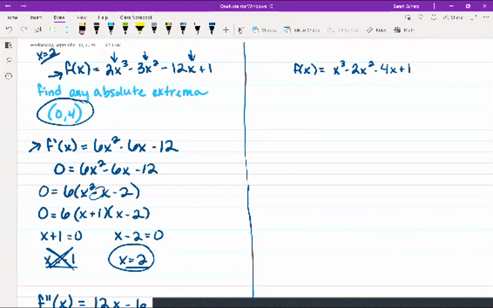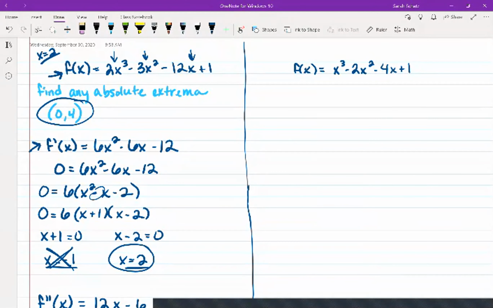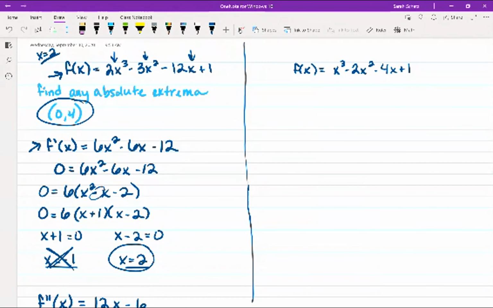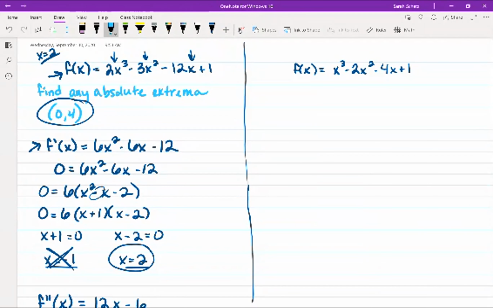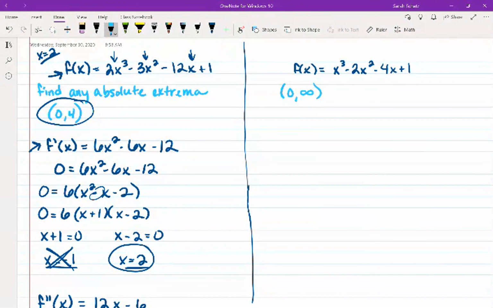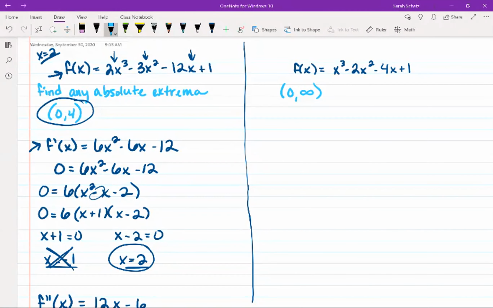Alrighty. So you guys, let's do another one. On this one, I have the function written out here for you so I wouldn't forget it. The interval on this one, I want to find any absolute extrema on the interval from 0 to infinity. So definitely an open interval starting at 0 here. It's a large interval though. And it doesn't matter how big or how small your intervals are on these problems. We're just going to keep them in mind when we're finding our critical points.